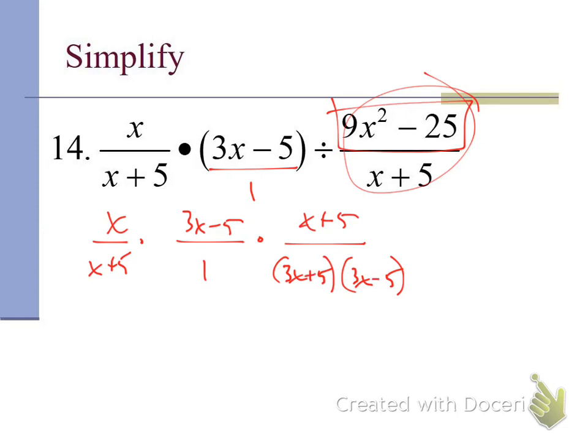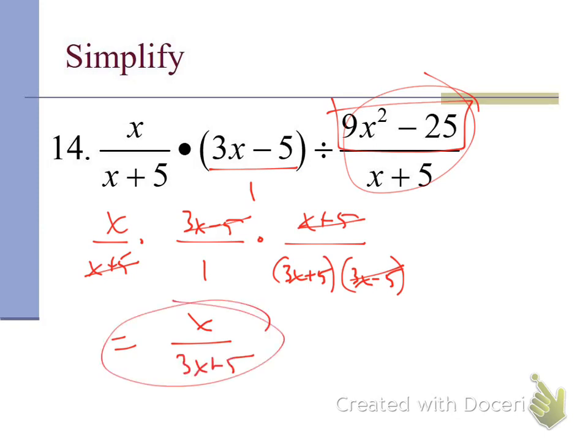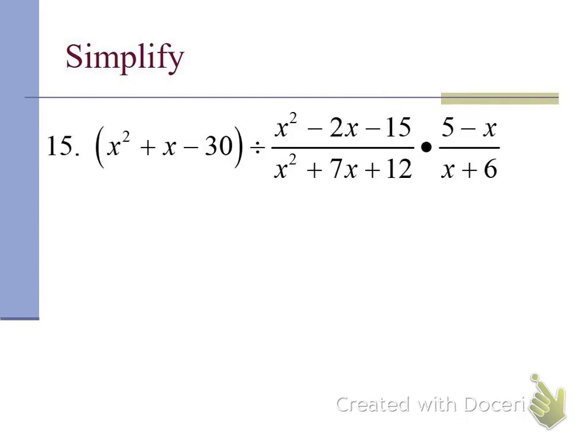And now we go looking for like factors. And it doesn't matter how far apart they are, as long as the factor is in the numerator of one fraction and in the denominator of another fraction, or the same fraction, we can divide them out. So these x plus 5s divide out. These 3x minus 5s divide out. And we're left with just x in the numerator and 3x plus 5 in the denominator. We can't divide those x's out because there's a 5 being added to the one in the denominator. So careful not to.